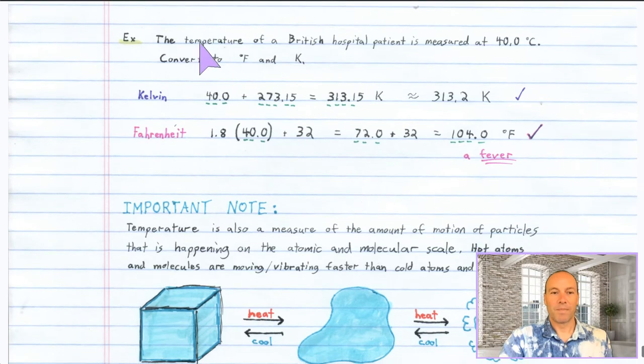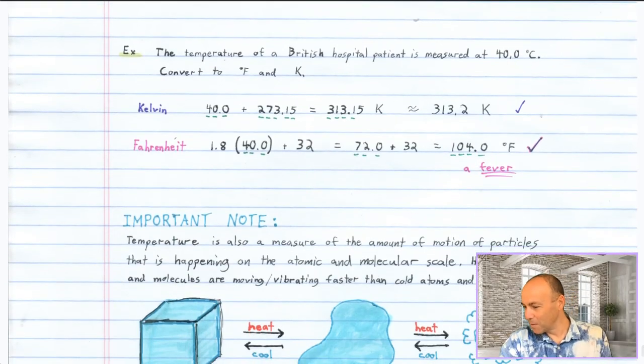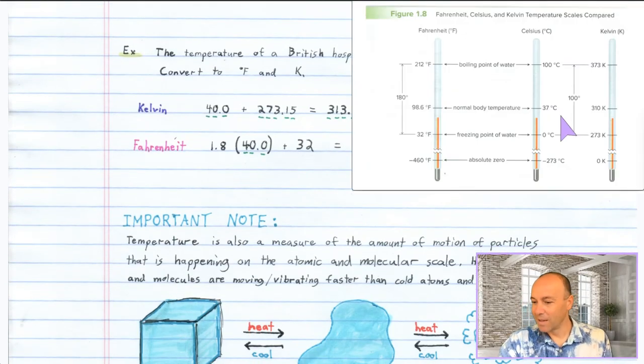Suppose the temperature of a British hospital patient is measured at 40 degrees Celsius. Now, 40 degrees Celsius, do you think that's hot or cold? Let's go back to that diagram. This diagram has normal body temperature listed for all three scales. Now, here in America, we all know that body temperature is 98.6. That's a good body temperature. In the Celsius scale, it's 37 Celsius.